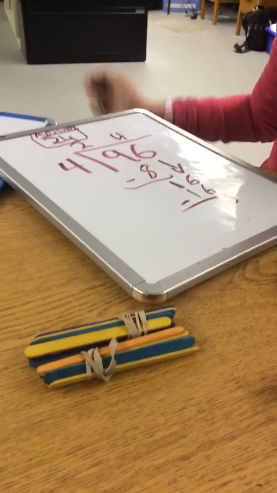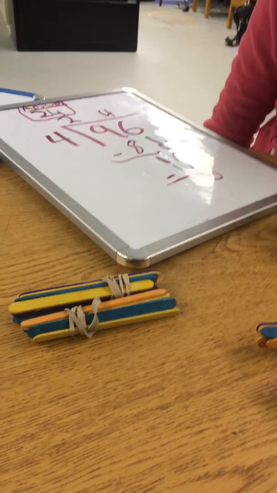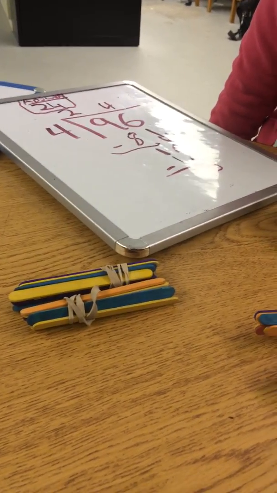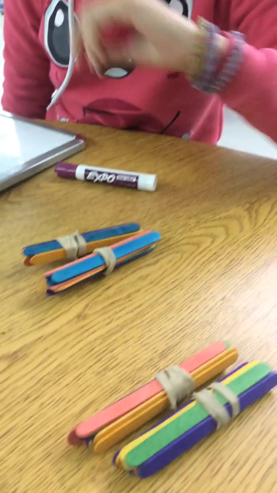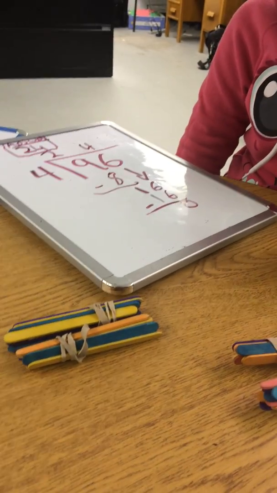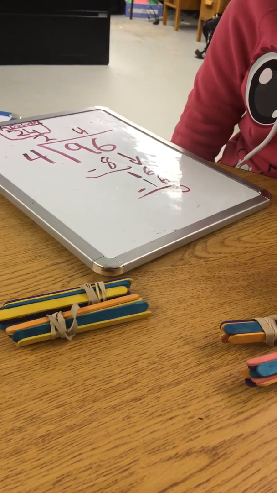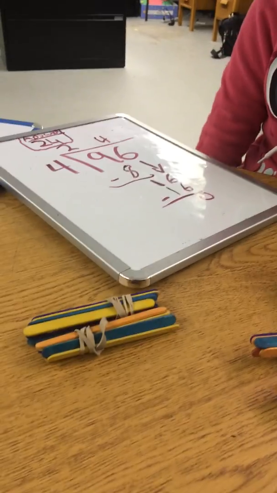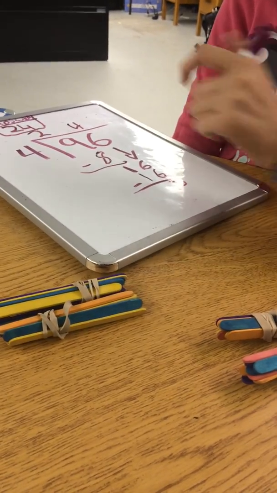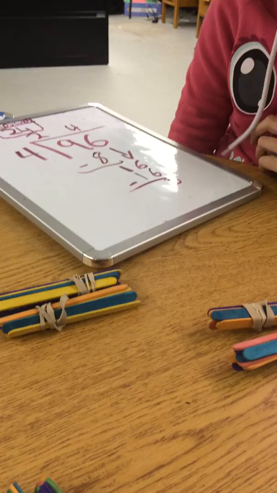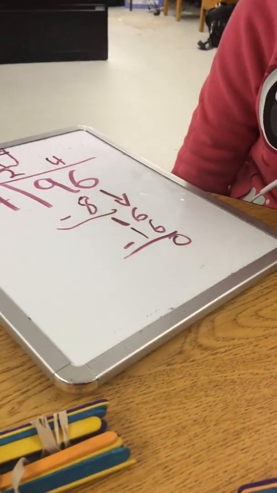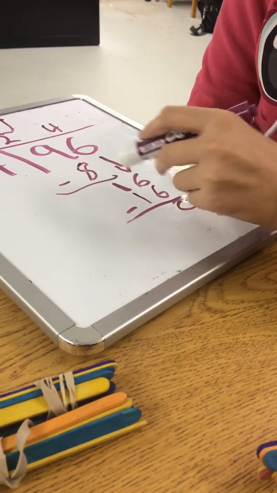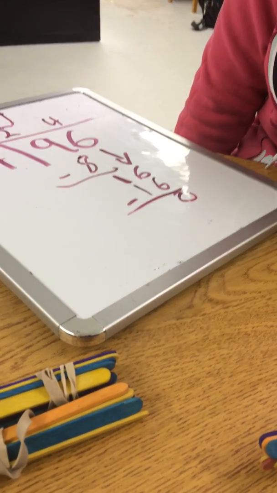Up here. Okay, if you put 2 bundles of 10 in each group and you have 4 groups, how many bundles did you use up? 8. Where do you see that on your board? Down here. Perfect. How many bundles did you have left over? 1. Where do you see that on your board? Down here. Right. What are we going to do with that bundle?